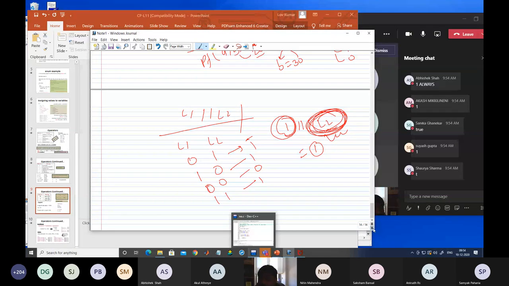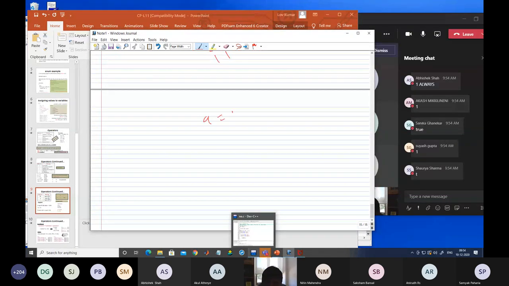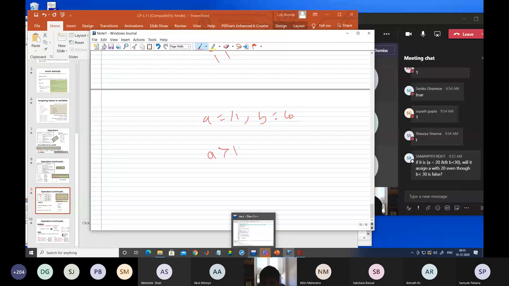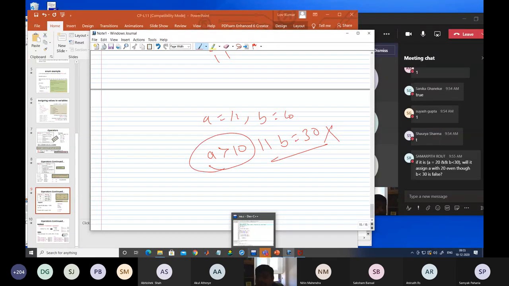For example, if A equal to 12, B equal to 20, and you write A greater than 10 or B equal to 30, then in this case, it will not execute this expression because the first expression is coming true. Yes, it will assign because first it will start from here.